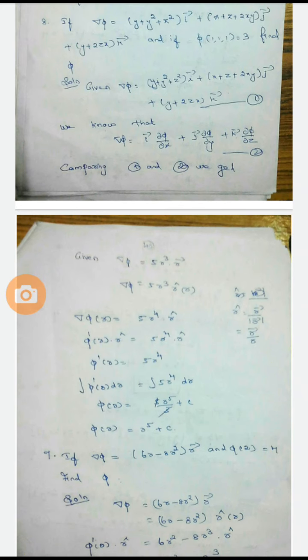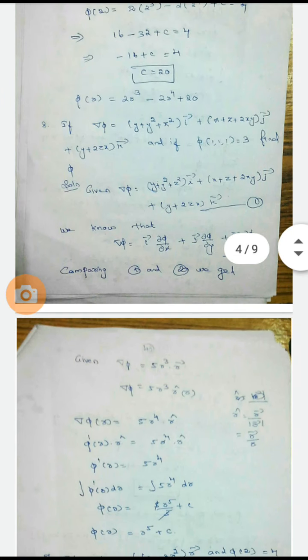Now you take the integration. So what we get? The integral of pi dash of r is equal to pi of r. Then here the integral with respect to r. So the integral of r power 4 is equal to r power 5 divided by 5. So 5 gets cancelled. So we get that result. Okay.